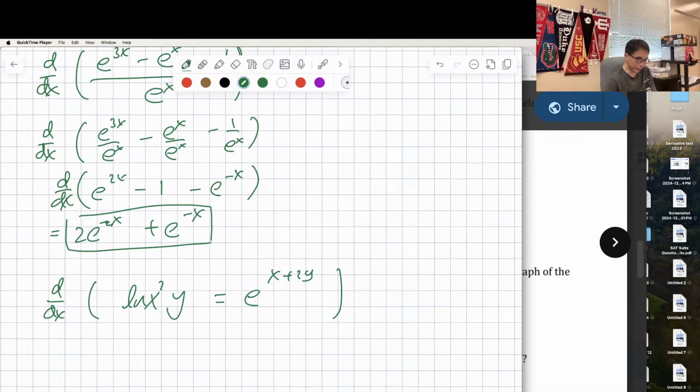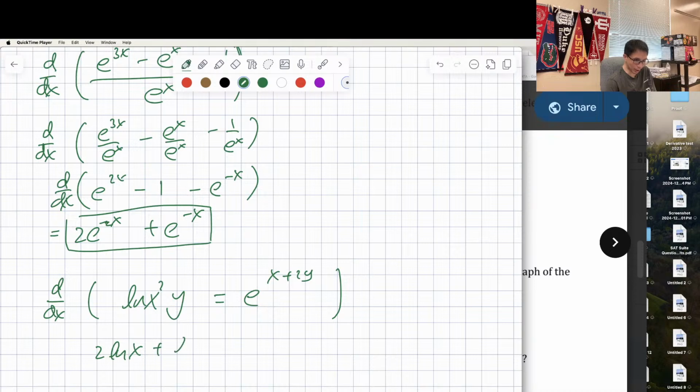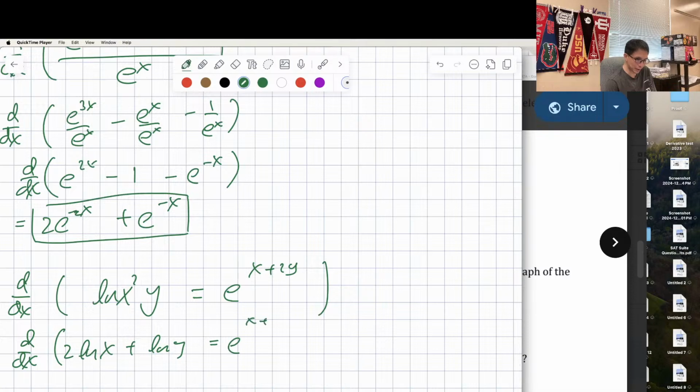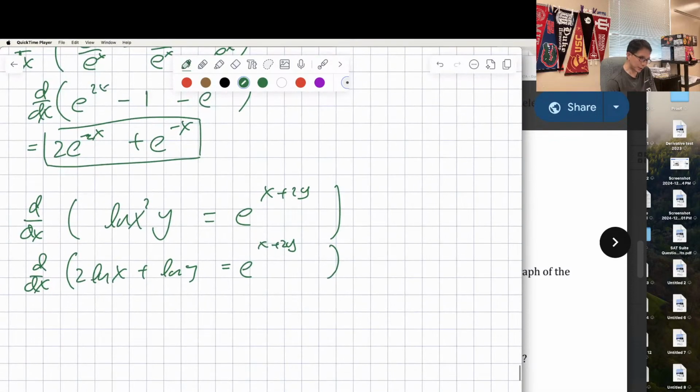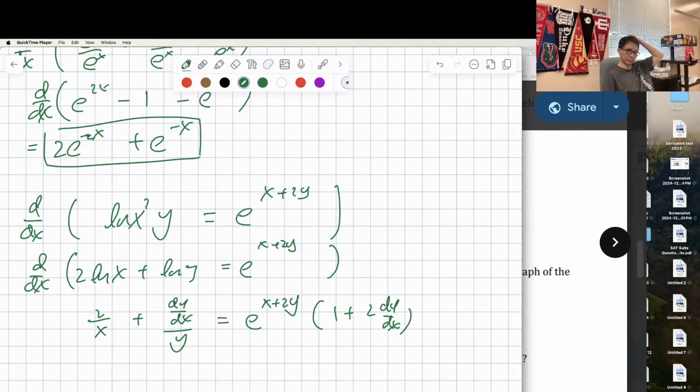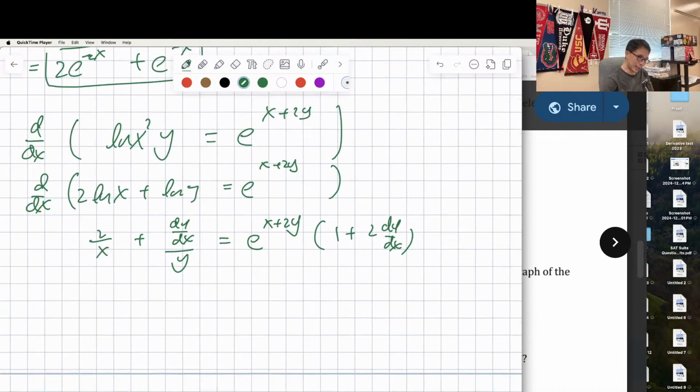Okay, so the first thing I will do is write 2 ln of x plus ln of y. I will not do natural log of both sides because I will just do this. And I'll take a derivative here. It's going to be 2 over x. This one is going to be dy dx over y. But this one you have to be careful. It's e to the x plus 2y times 1 plus 2 dy dx, because the derivative of x plus 2y is 1 plus 2 dy dx. And I will solve for dy dx.